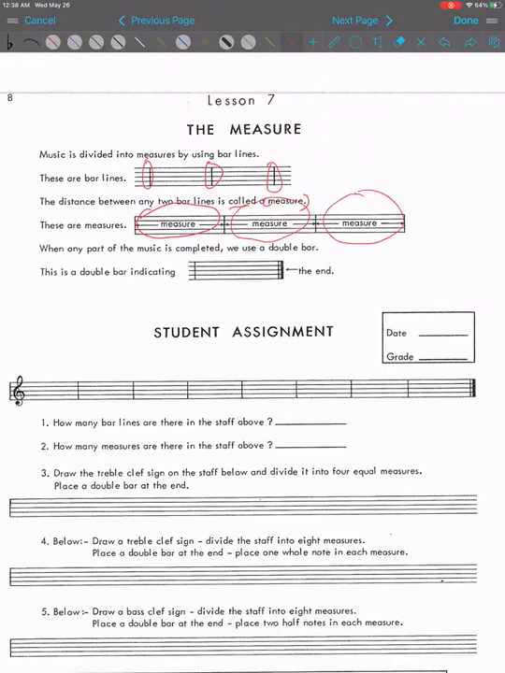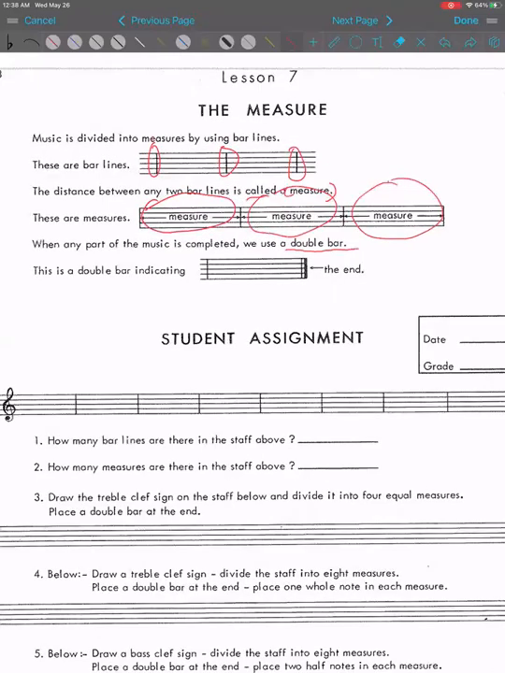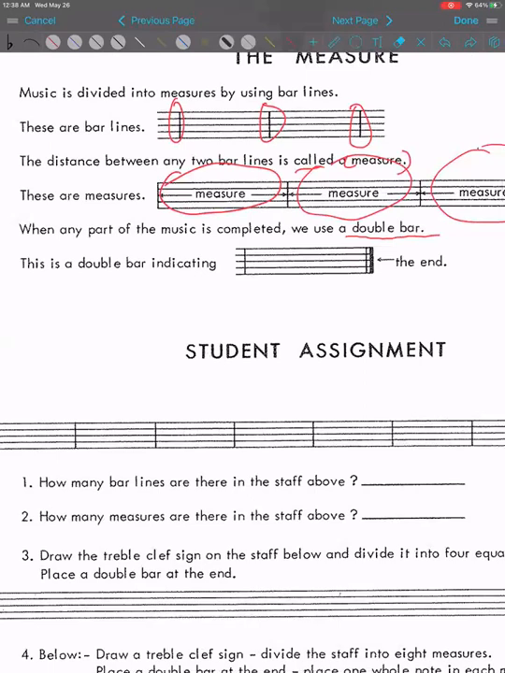When any part of the music is completed, we use a double bar. This is a double bar indicating that. Now, there are two kinds of double bars. If you see one looking just equal thickness, that means it's an end of a section. But if you see double bar lines like this, one is thinner and the other one is thicker, that means that's the very end of the song.